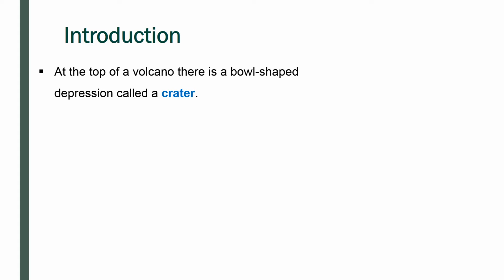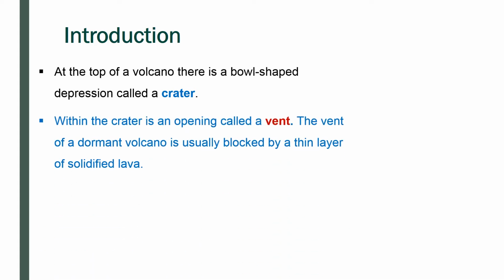Now we come to the components of any volcano. The top part of the volcano, which is like a bowl-shaped depression, we call the crater. So it's curved down, called crater. And inside the crater, there's an opening. Within this crater, we see an opening called the vent. The vent of a dormant volcano is usually blocked, because it's dormant. Dormant means between eruptions.